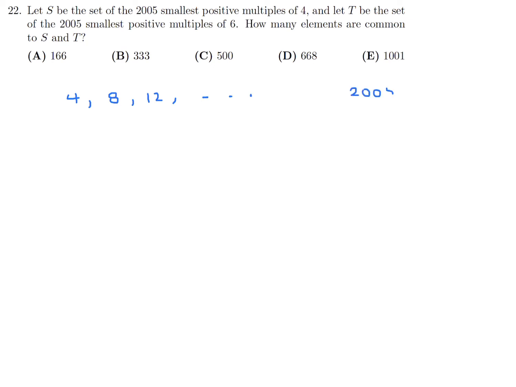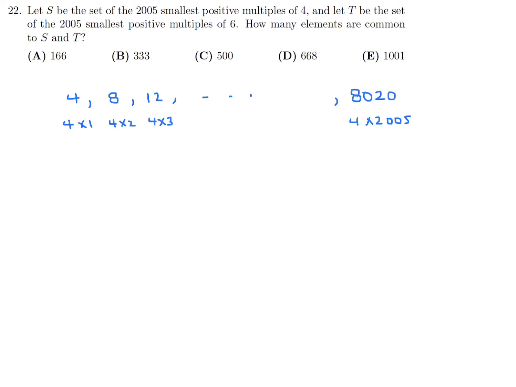2005 times 4, correct? Because this is basically 4 times 1, this is 4 times 2, this is 4 times 3. So you're eventually going to go until 4 times 2005, right? So what is 4 times 2005? It's 8,020.